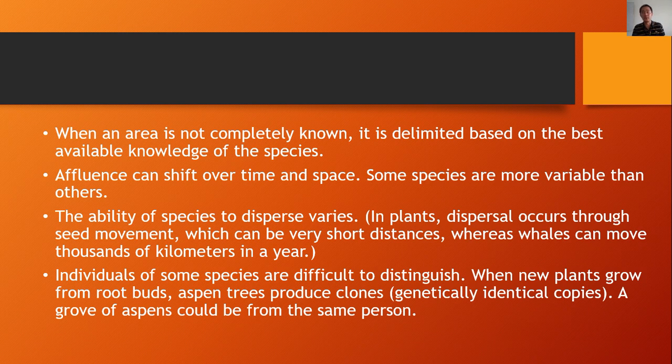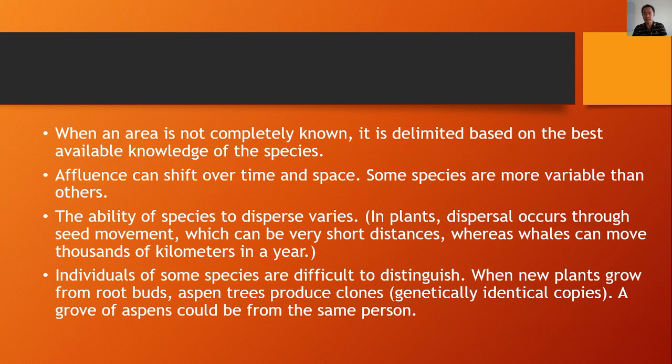And also one good example is the coconut tree. If you notice along the beach line or shorelines, there are plenty of coconuts because the seeds can float even in water. So that is one of the survival characteristics of a coconut tree, which can be a very short distance. So how far can they travel? Whereas whales, for example, class, can move thousands of kilometers in a year. So it really depends on the nature and characteristics of a certain species and organism.